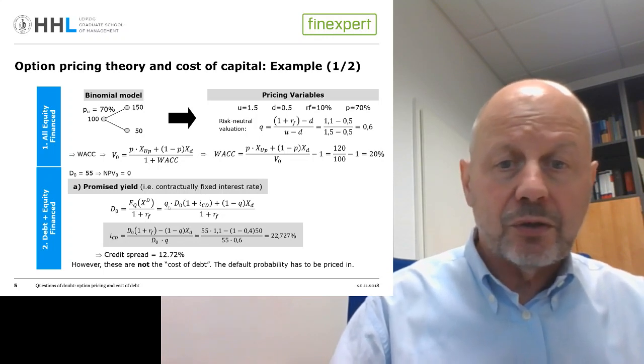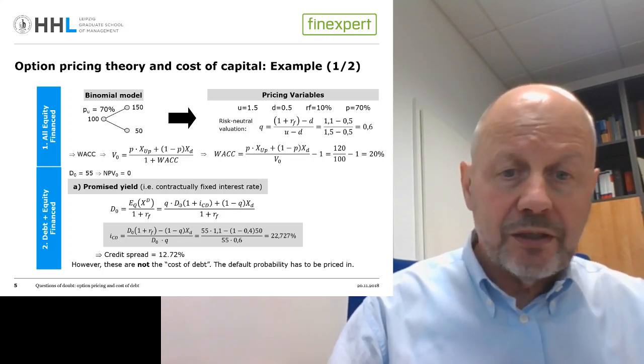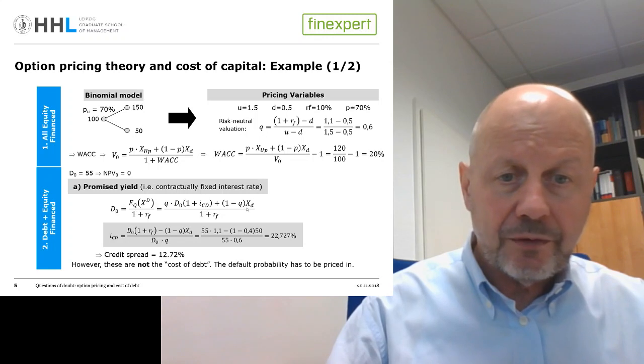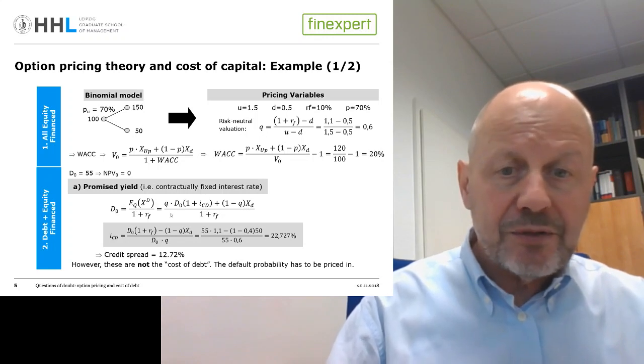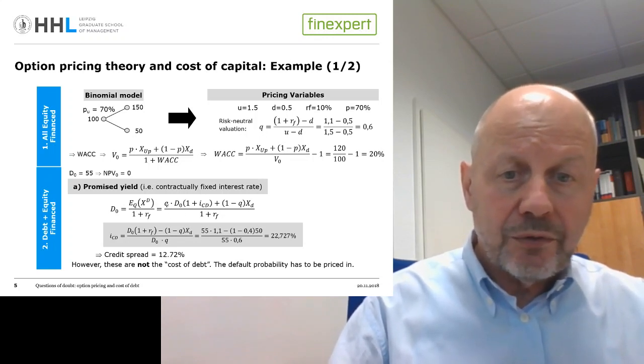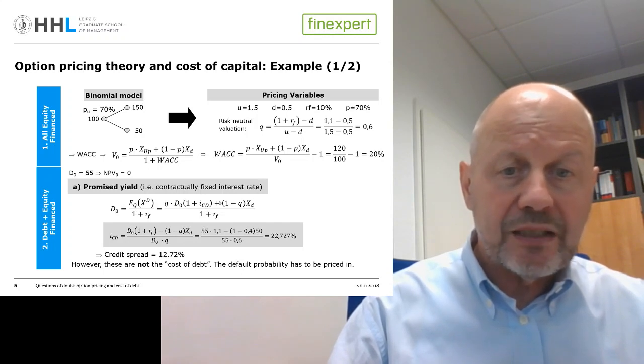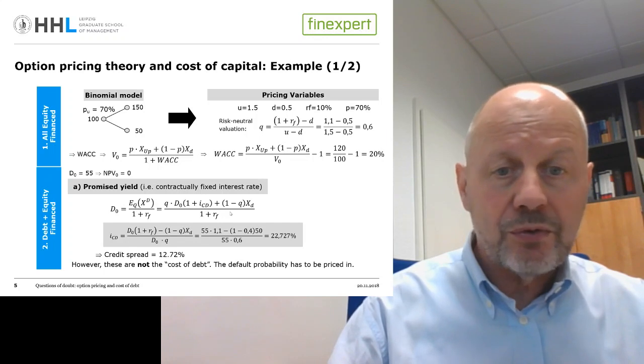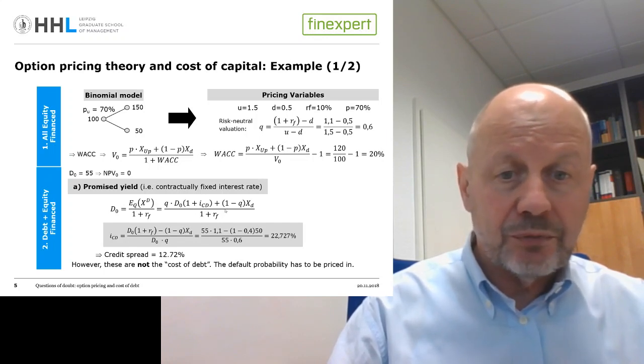So if we lay this out, you see here in the down state, with 1 minus Q, we get our 50, the cash flow in the down state. In the up state, with the risk neutral probability Q, we get D times 1 as the redemption, and D times i_D, our promised interest payment if the good state occurs, and that is then discounted with the riskless rate.